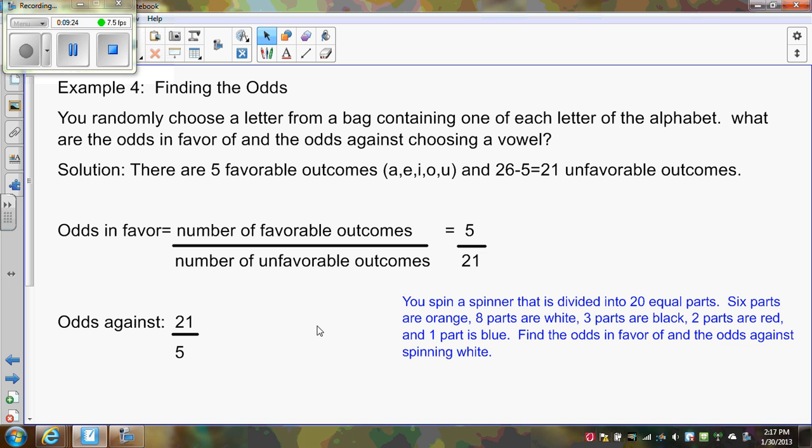So you spin a spinner that is divided into 20 equal parts. 6 parts are orange, 8 parts are white, 3 parts are black, and 2 parts are red. And then lastly, 1 part is blue. Find the odds in favor and the odds against spinning a white, having the spinner land on a white block.